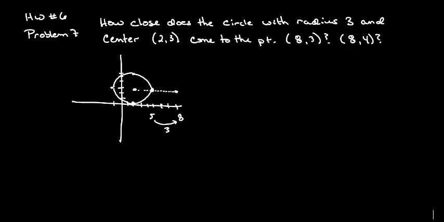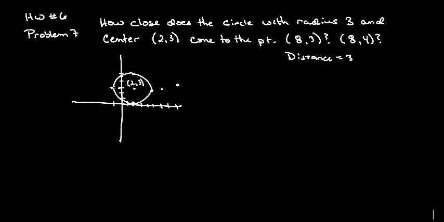If it was at 8 over 4 up, well, that's a different story. Okay, so at 8, 3, the distance equals 3. Now what about 8, 4? Okay, so that's a more interesting question. So 2, 3 is the center here. 8 over 4 up.